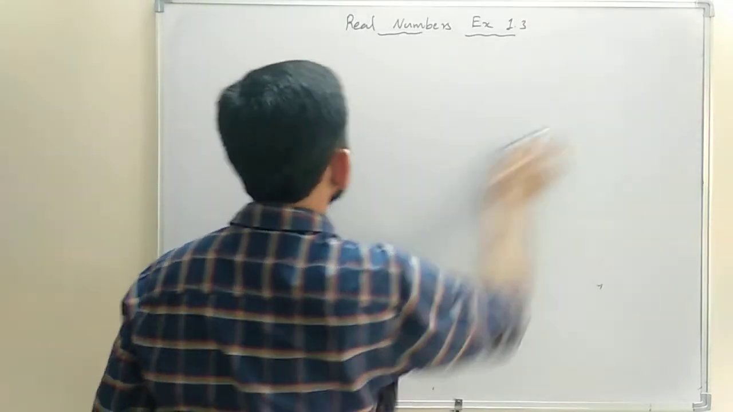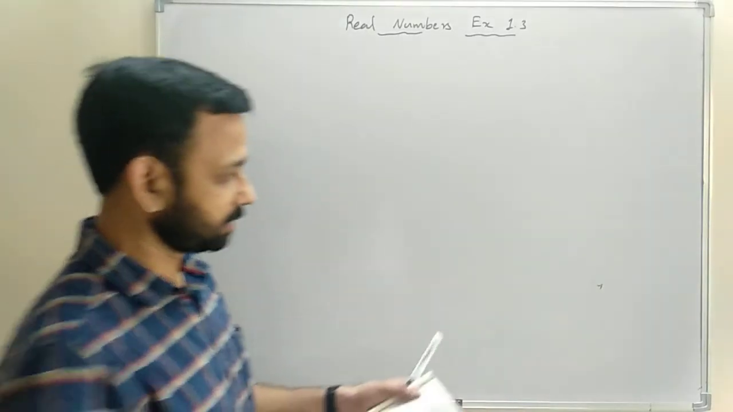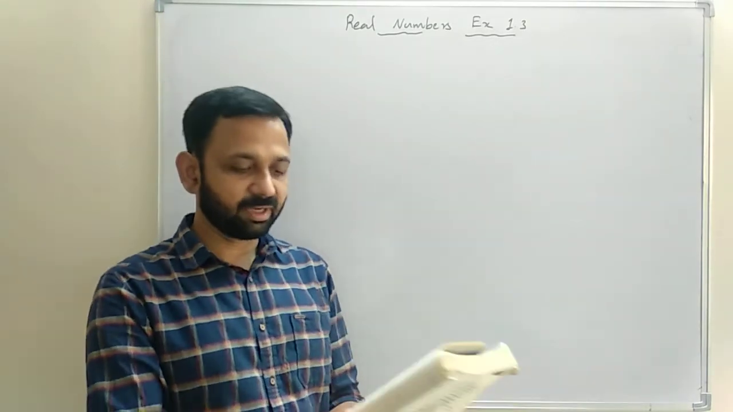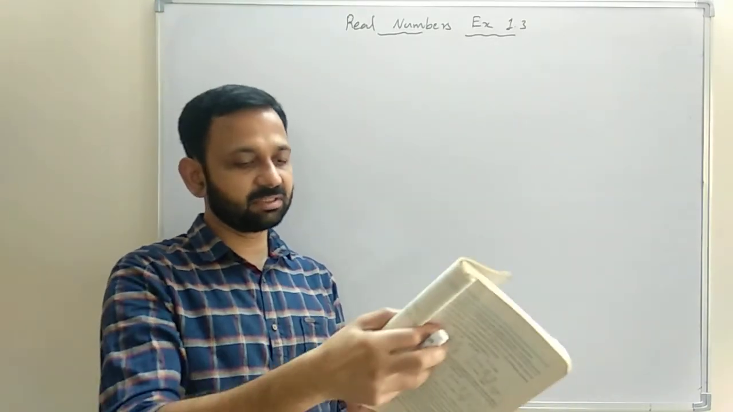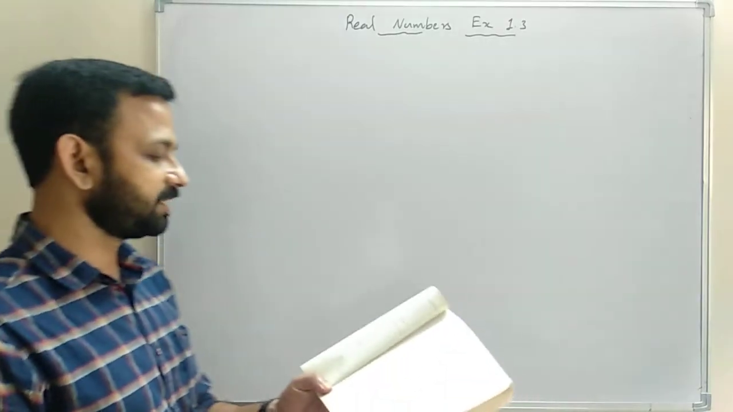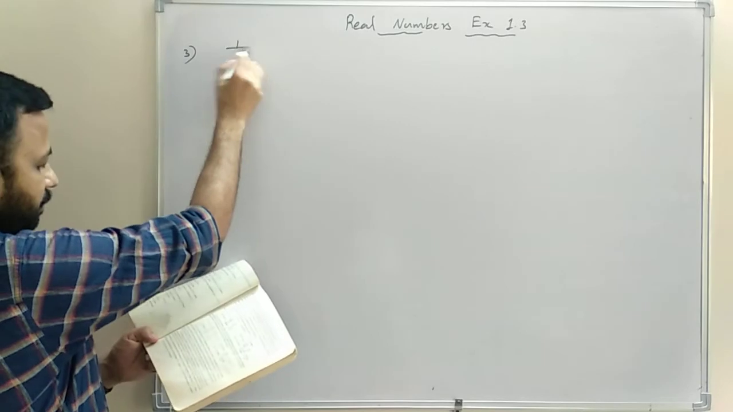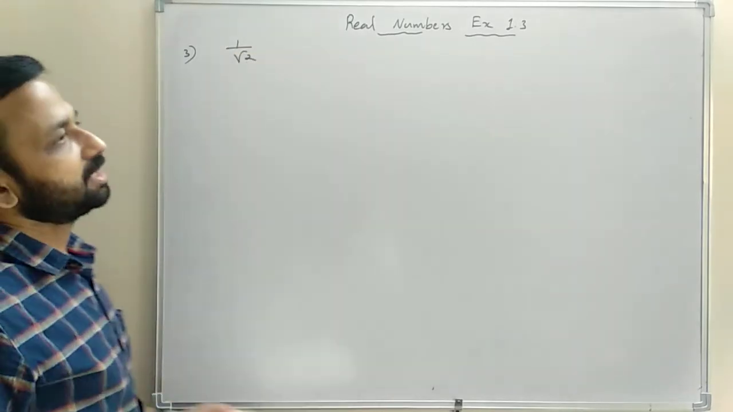Now we will do question number 3. We have 3 parts. First part, prove that the following are irrational. Question number 3, first part, 1 upon root 2.